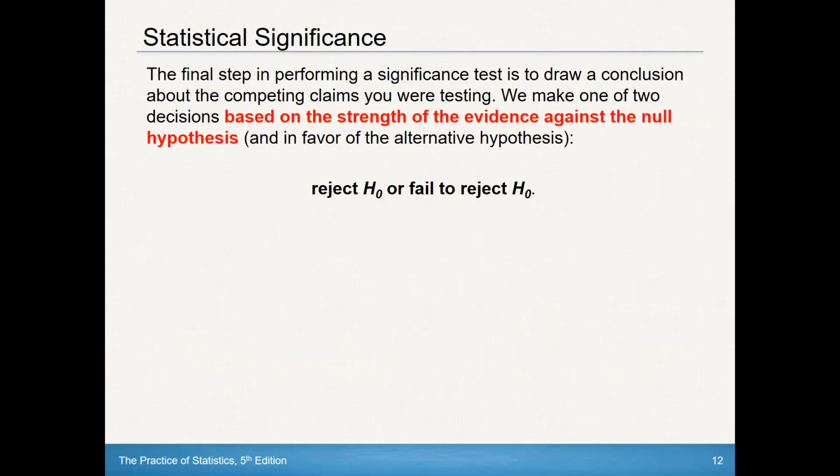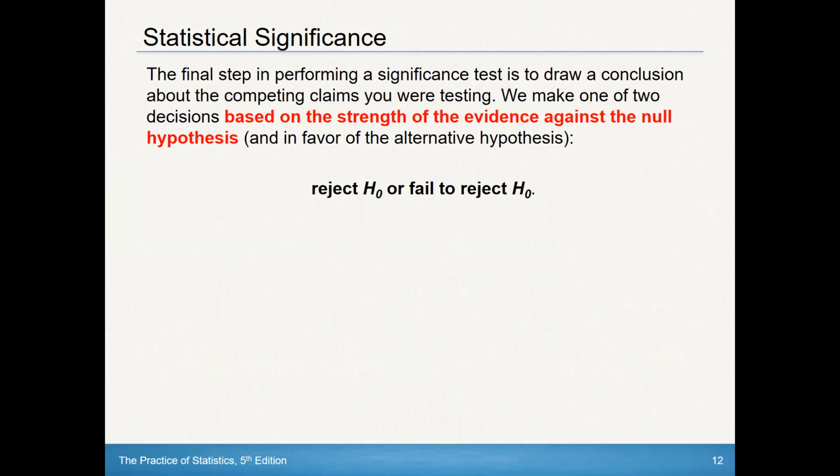And so what does this lead us to? Well, it's the final step in a significance test, which is the two results that you see in the middle of the screen right now. We're going to draw a conclusion, not a definitive conclusion, but our own interpretive conclusion about the competing claims, the null and the alternative hypothesis being tested.